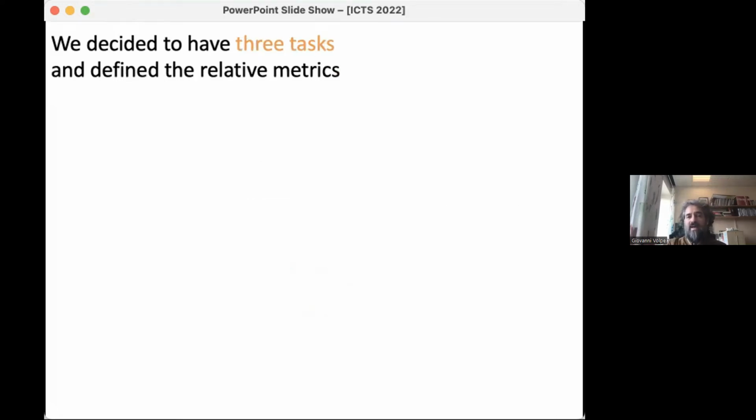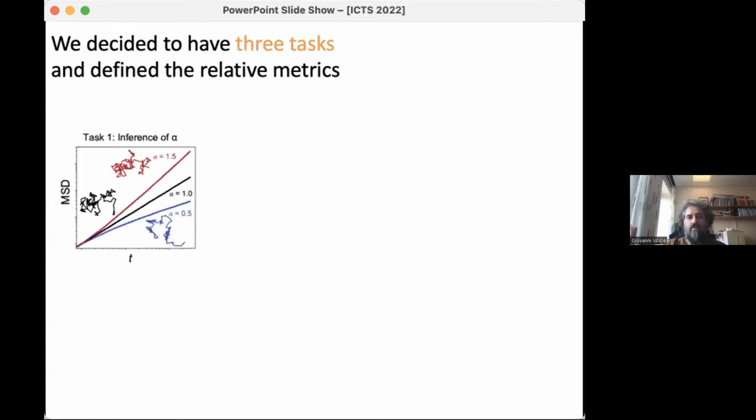Then we had to decide which tasks we wanted the competition to be about. So we chose the following tasks. The first was inference of alpha, which practically means, given a trajectory, maybe a short, single trajectory of a single particle, tell me what is the alpha. So what is the anomalous exponent of the trajectory? This is a very interesting task in itself, also because many models are non-ergodic, which practically means that alpha is really defined at an ensemble level, not at the single trajectory level. So you see that it's not even obvious that it should be possible to infer alpha with information containing a single trajectory.